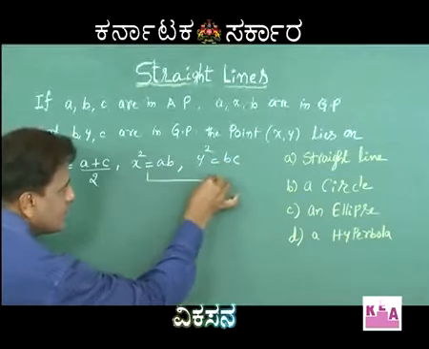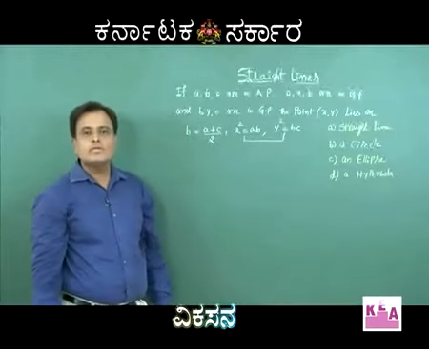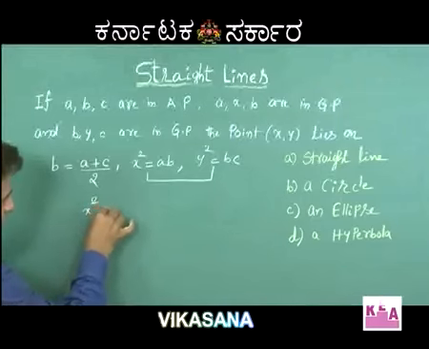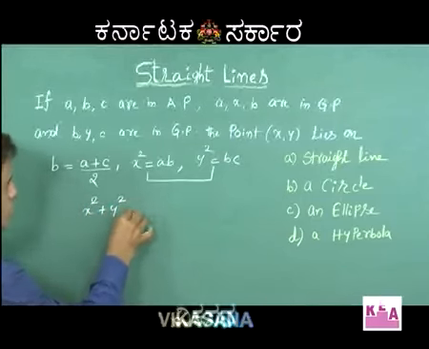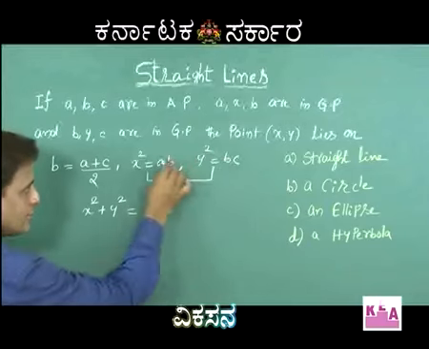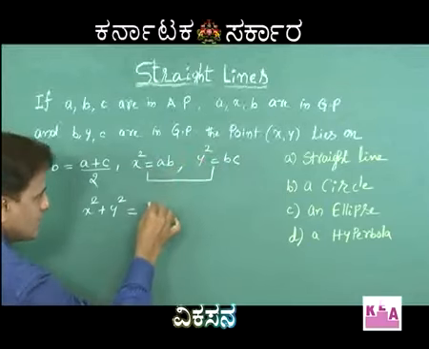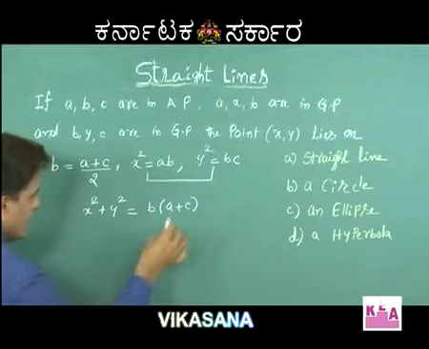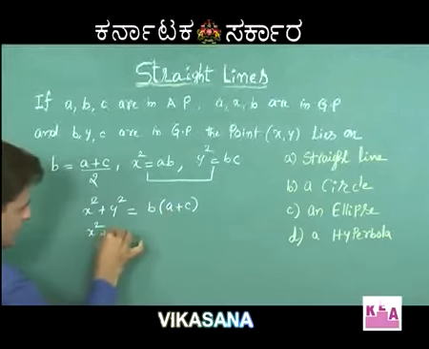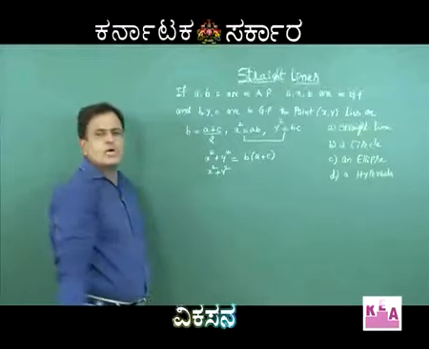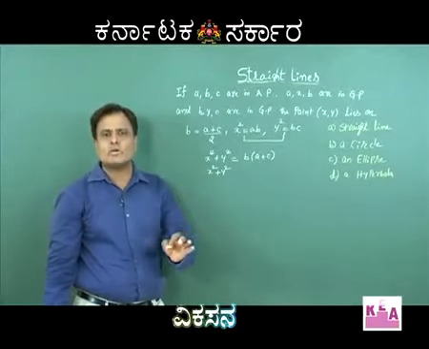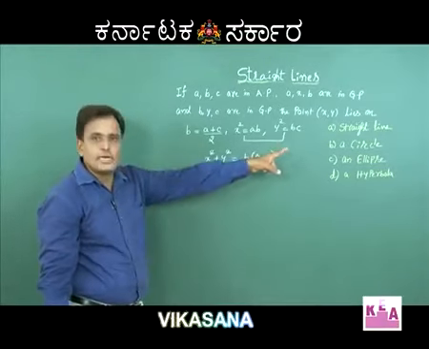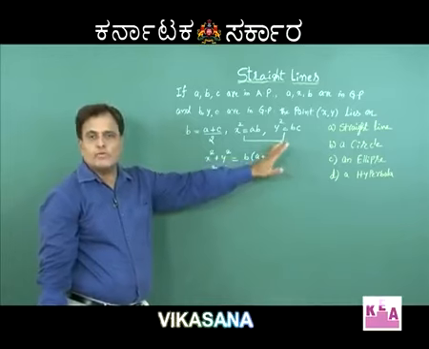Look at these two equations. If you add them, what will happen? X square plus Y square is equal to AB plus BC, and if I take B as common factor, B times (A plus C). Finish, it is confirmed. Wherever X square plus Y square comes, it must be a circle. The right option is B. There is no need for further continuation.